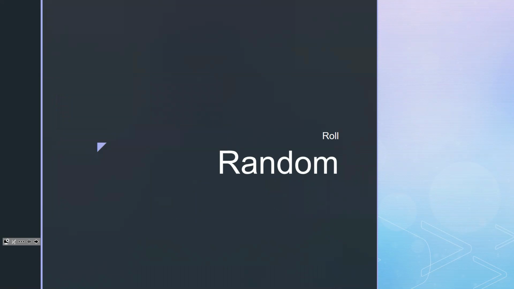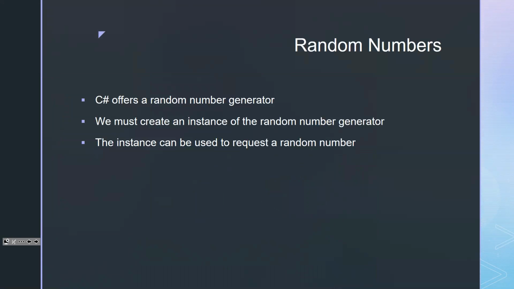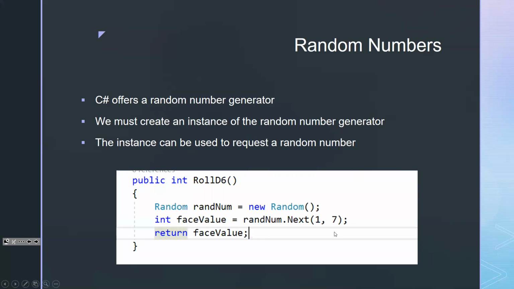So let's review what we have to do to generate a random number in C#. We know C# has the random number generator. All we do is create an instance of the random number generator, and then we use that instance to ask for a random number. Here's our code. In this method, roll D6, we set up a random number instance. We use it to generate a random number, and then we return the random number to whoever called us.